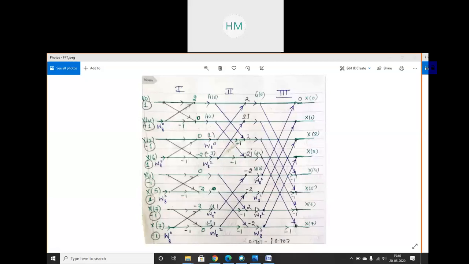Then H of 2. H of 2 is this line. H of 2 signals are coming from this point. That is my C1. Sorry, C0. C0 plus D0. This is my D0. W80 and minus sign will be there.